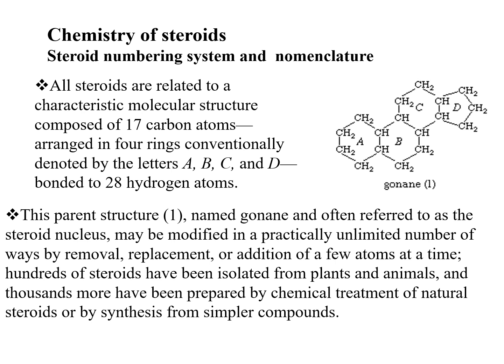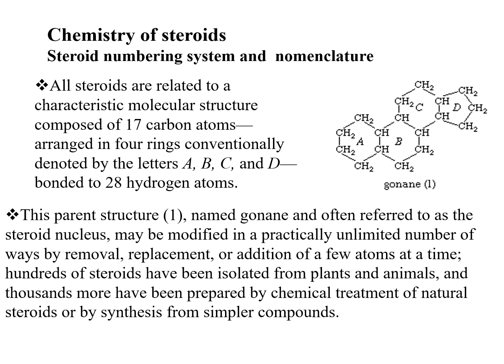When you see the chemistry of steroids, the numbering system and the nomenclature are there. All steroids are related to the characteristic molecular structure of a compound of 17 carbon atoms, like the structure of ABCD, arranged in 4 rings. The rings are denoted by the letters A, B, C, D, with the carbons bonded toward the 28 hydrogen atoms. This parent structure is named gonane, and is often referred to as the steroid nucleus.